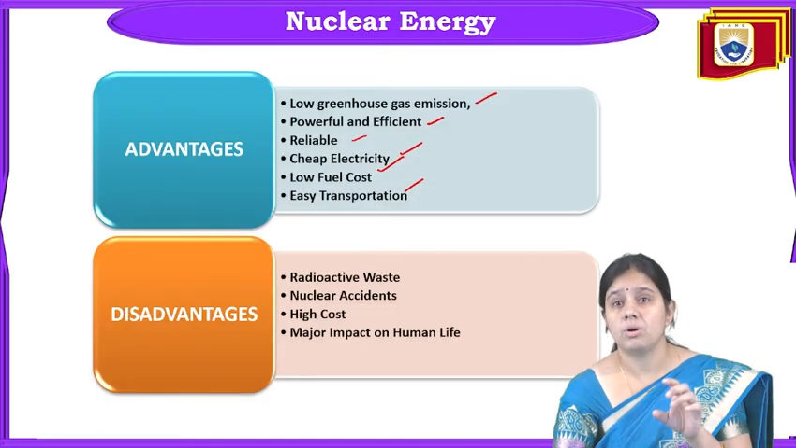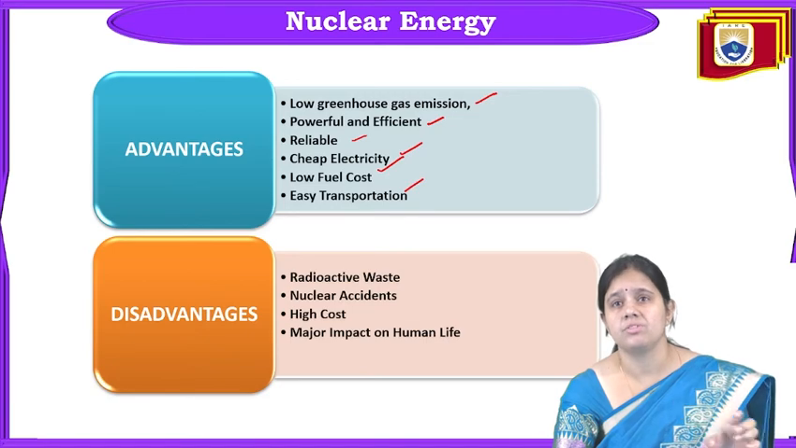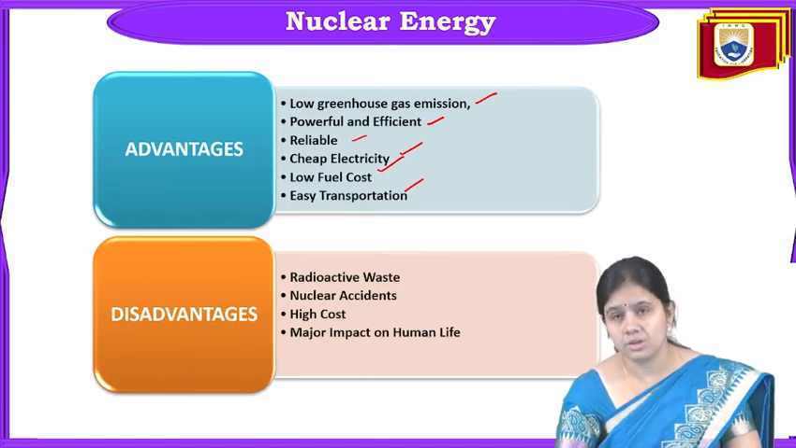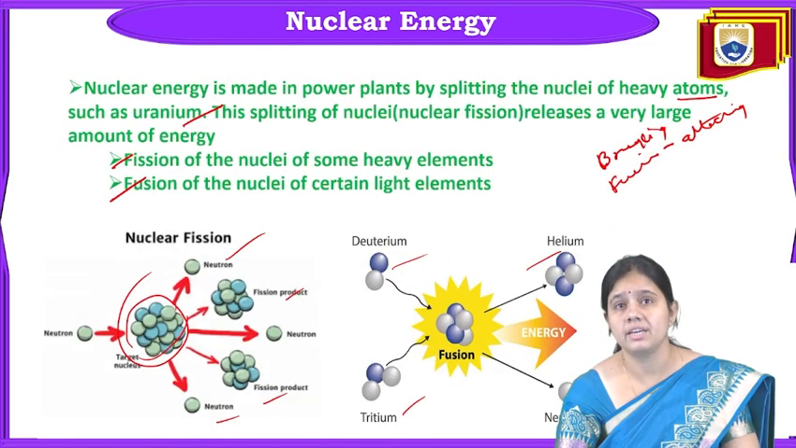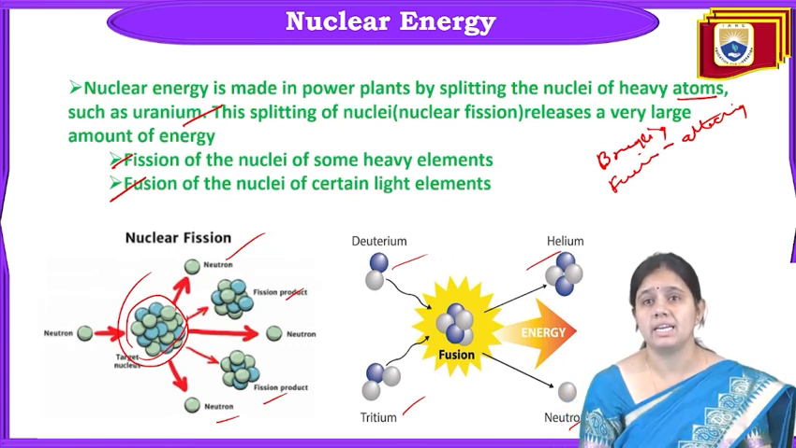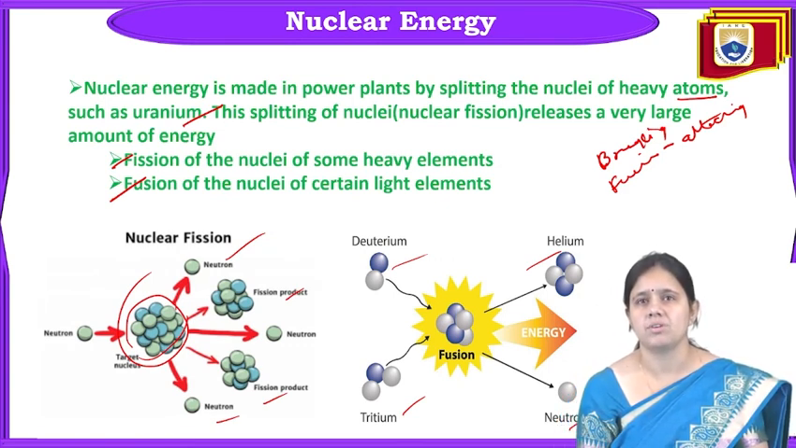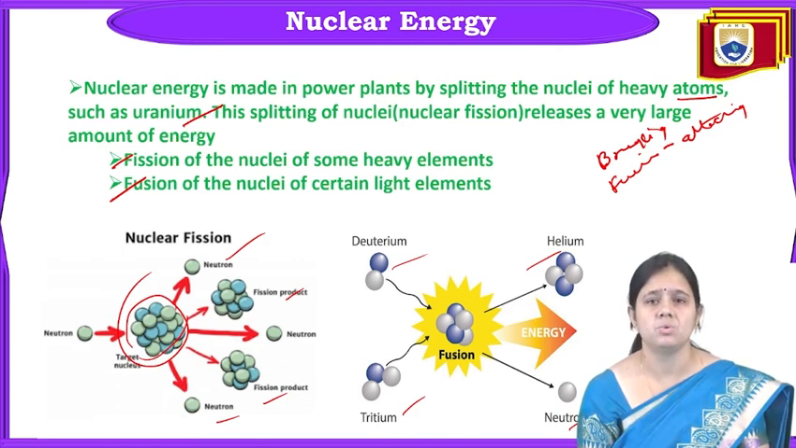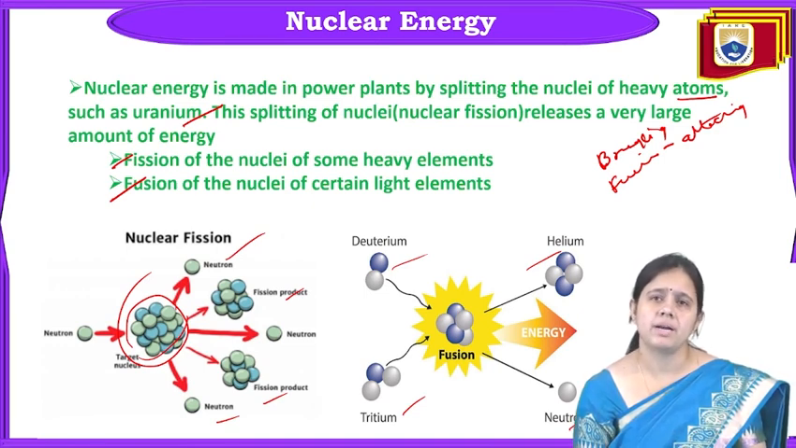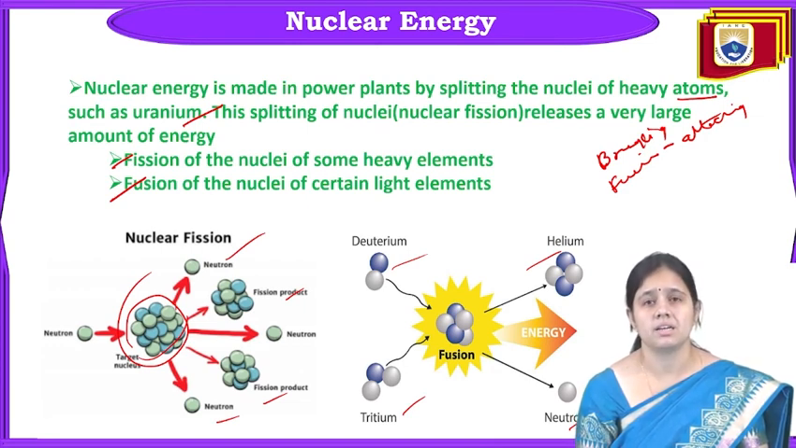So this is all about the advantage and disadvantage of nuclear energy. Nuclear energy is a very good source of energy for our country, and we can use it for our daily electricity generation. It is made in the power plant by the splitting of nuclei in heavy metals, and that splitting produces electricity, and also by the fusion of certain light elements. So nuclear fission is the splitting of nuclei in some heavy elements, and fusion occurs with the nuclei of certain light elements.